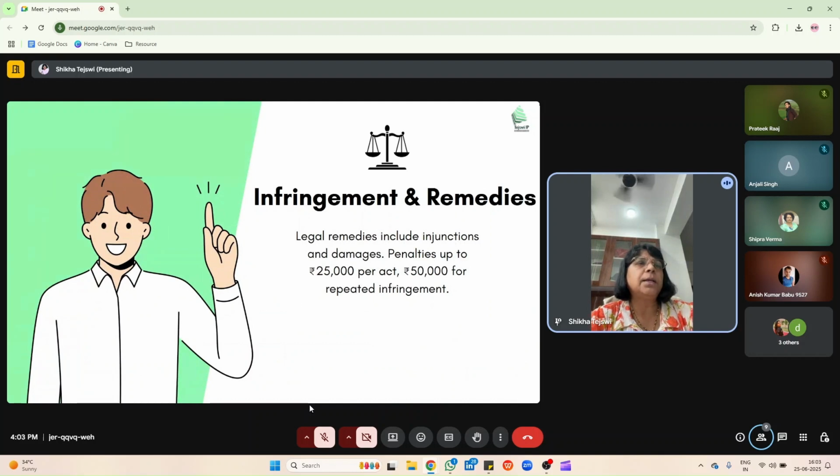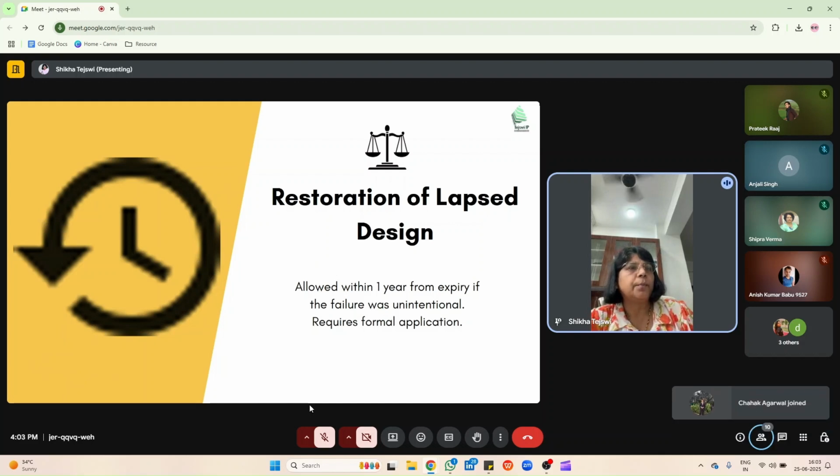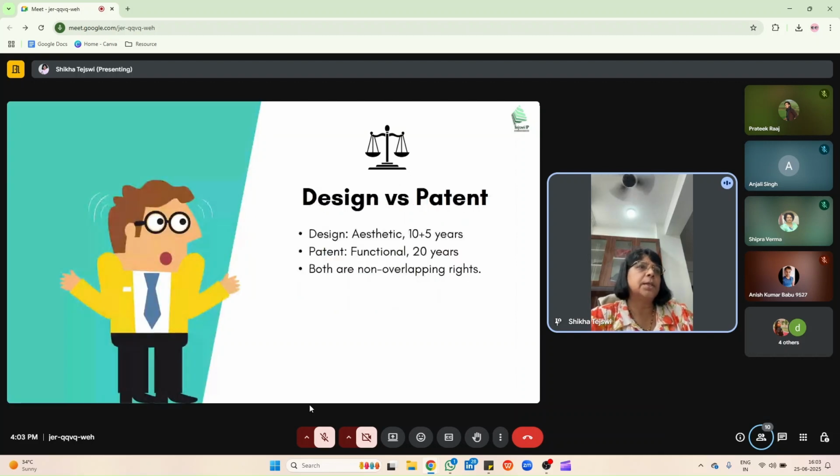At present, legal remedies include injunctions, and penalties of 25,000 to 50,000 for repeated infringement, and a lapsed design can be restored within 1 year from the expiry. There is a formal application which we have to file to get it restored, and one can also get the registration cancelled on grounds of prior disclosure or lack of novelty, originality, etc.